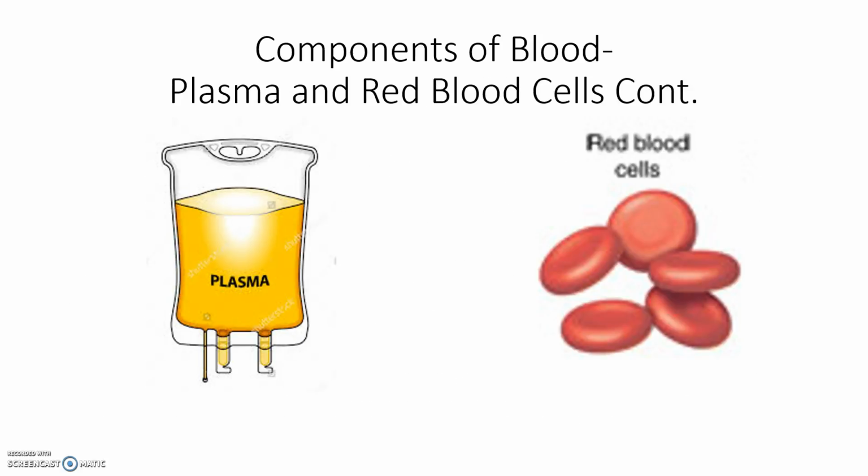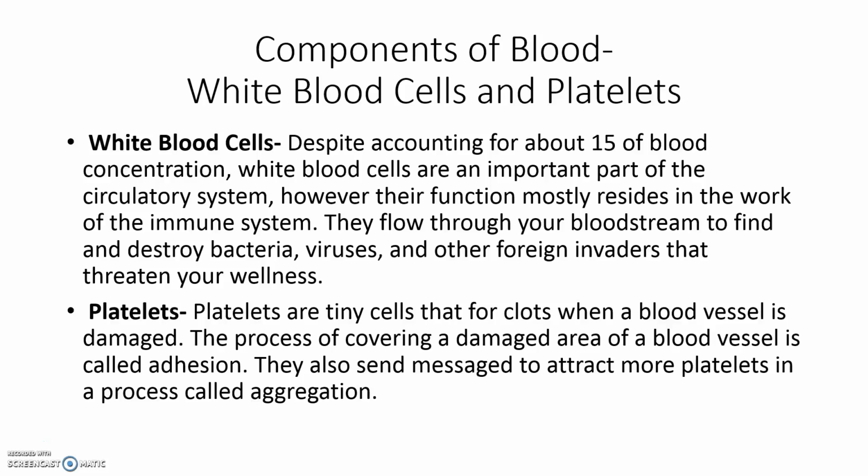You can see plasma, red blood cells. Plasma is simply a liquid, red blood cells kind of like a donut shaped thing. We also have white blood cells. They make up about 15% of blood concentration. White blood cells are an important part of the circulatory system. However, they function mostly in the purpose of the immune system. They flow through your bloodstream to find and destroy bacteria, viruses, and other foreign invaders that threaten your wellness.